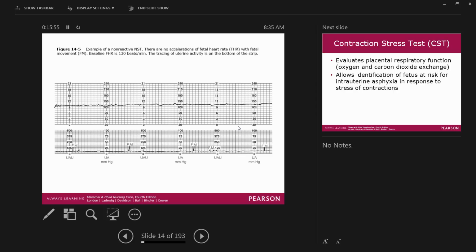Okay, so here's a non-reactive non-stress test. The baby absolutely failed. It wasn't inadequate. We've got several marks of fetal movement and we have absolutely no accelerations. So this is a non-reactive non-stress test. If there was no marking of fetal movement, if she did not feel fetal movement at all, then we would say this is unsatisfactory because we weren't able to get the baby to move to interpret what the heart rate did. Okay?